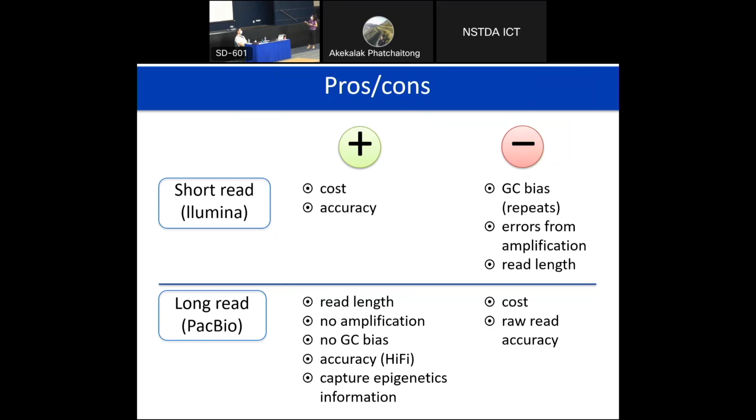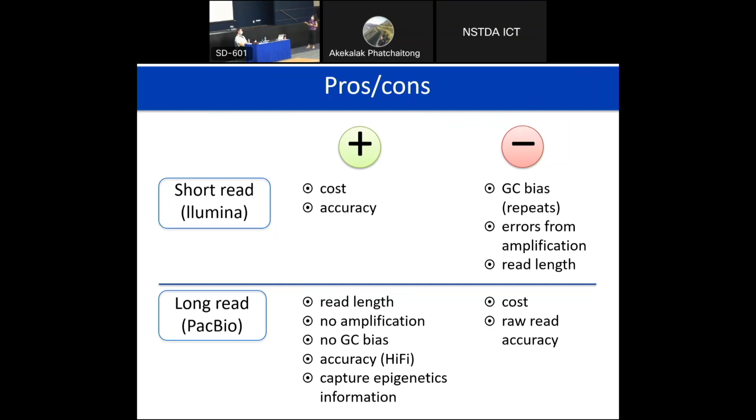For PacBio, the major disadvantage is the cost. It's much more expensive than the short read. Raw read accuracy is terrible. If you don't do HiFi sequencing, then you need a lot of sequencing depth to do the correction, or sometimes you might need short read technology to complement the PacBio for sequence correction.